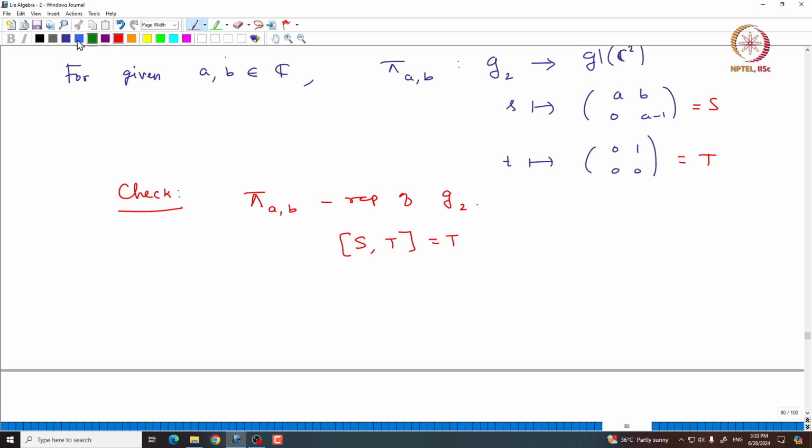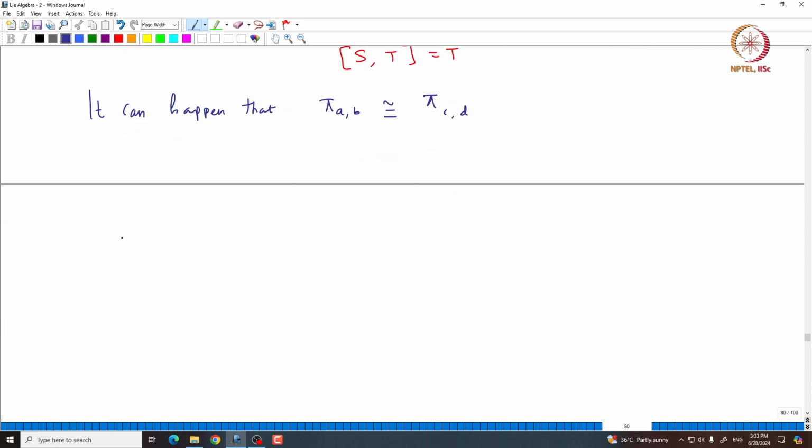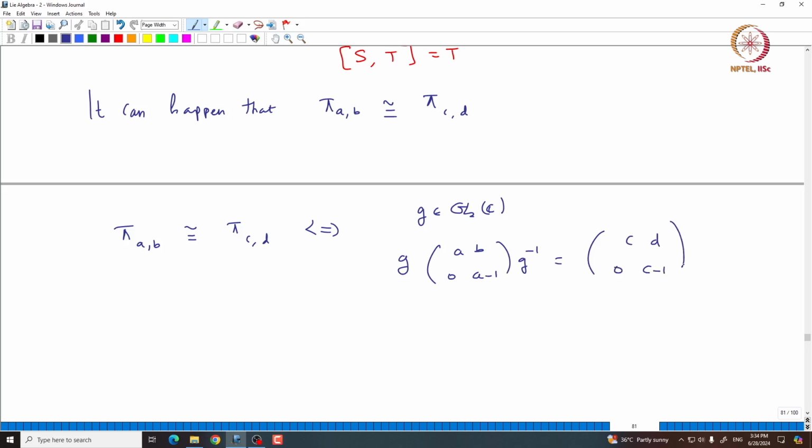Okay. So, it can happen that pi A B is isomorphic to pi C D. We have to determine when that is going to happen. Let us analyze. Pi A B is isomorphic to pi C D if and only if there exists some g in GL2 of C such that g times A B 0 A minus 1 times g inverse is C D 0 C minus 1, and g times 0 1 0 0 times g inverse is going to be 0 1 0 0.